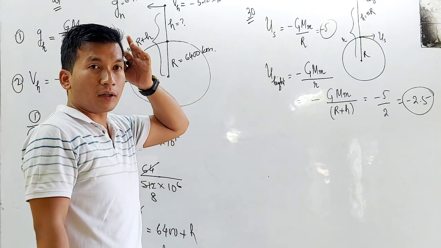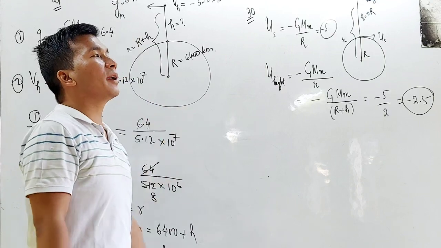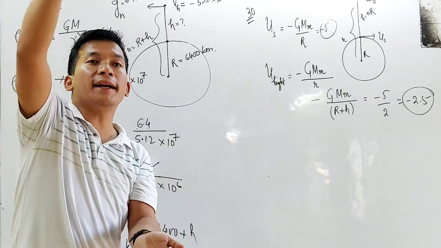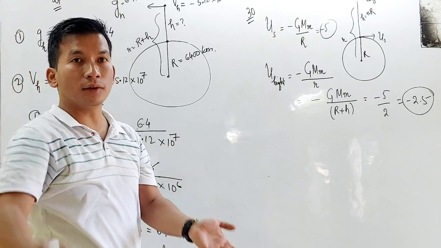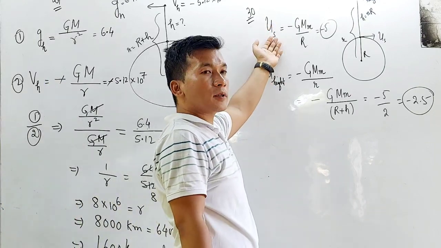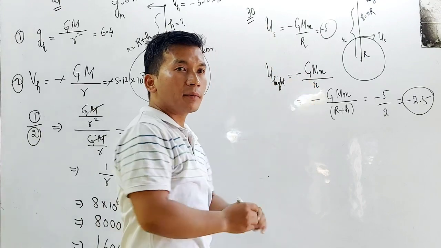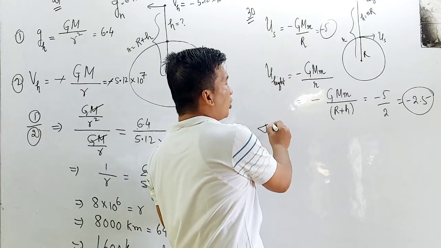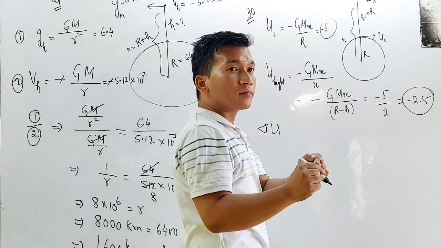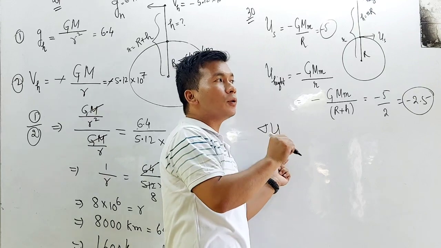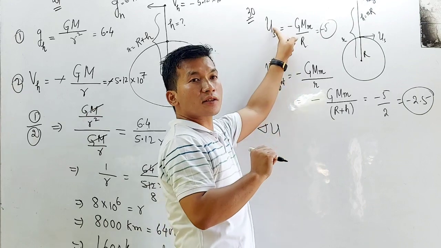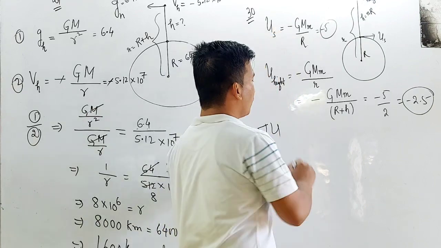Potential energy depends upon the height. With the increase in height, potential energy increases. So potential energy at this height will be more than potential energy on the surface of the earth. That is the concept. Now we have to calculate the change in the potential energy, so we must know which one is greater and which one is smaller.